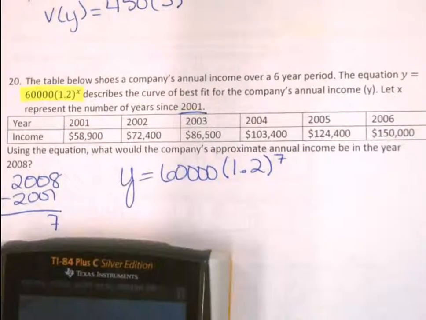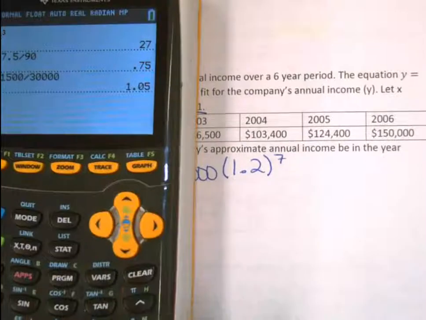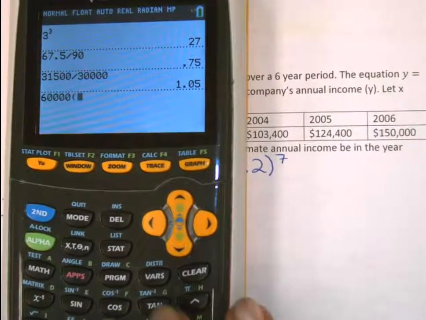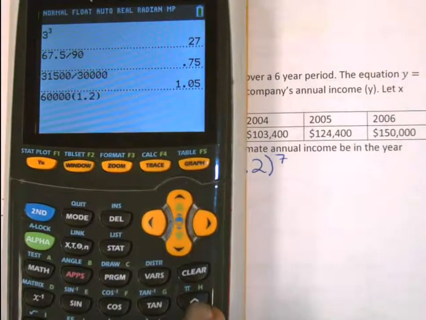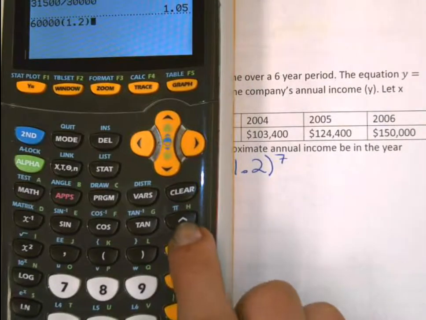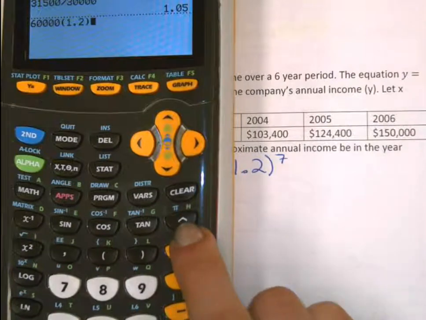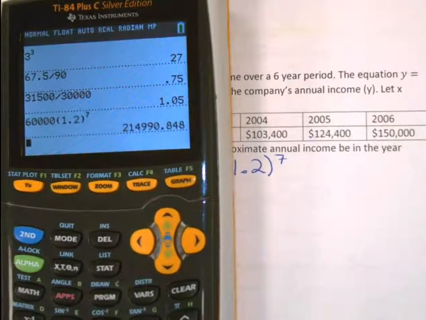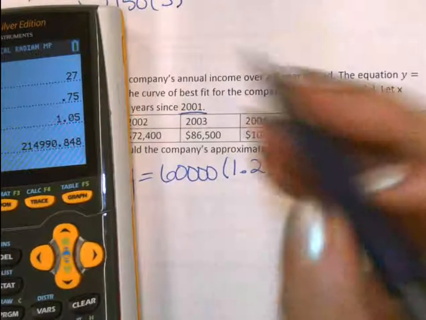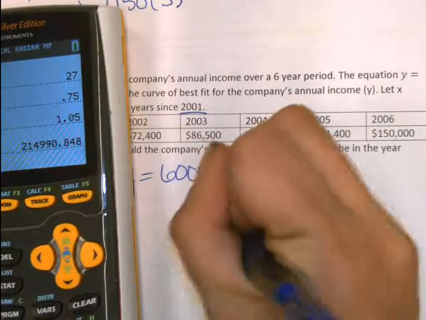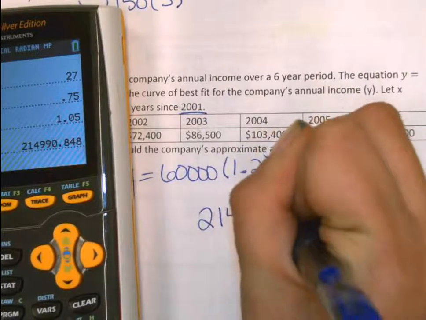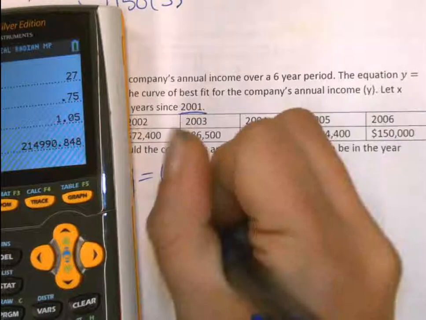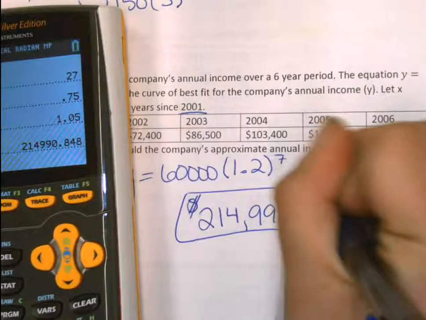I'm going to type this into the calculator. So what I'm going to do is 60,000, parentheses 1.2. Remember, to get to the exponent, it's this upside down V button, the upside down V looking button right above the divide symbol. And then I do that, and I hit 7, and it tells me 214,990. Because it wants an approximate annual income, I'm not going to include the cents. So this is my answer.